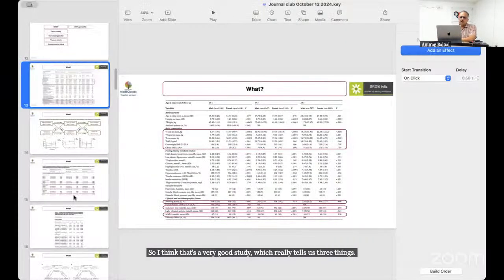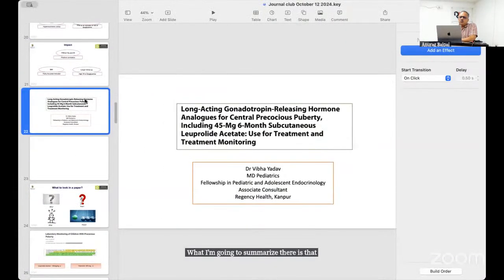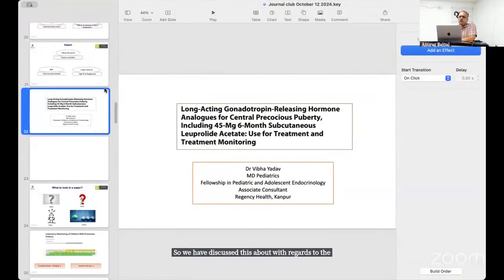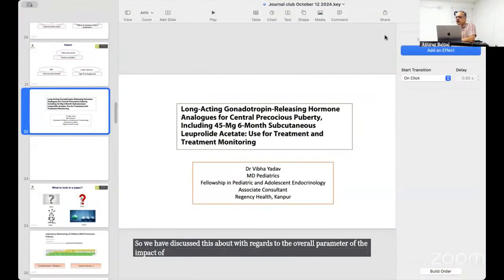What I'm going to summarize there is that we are basically looking at the scenario of people who are getting overweight and obese, and the right time to pick up would be much earlier than 12 years. So we have discussed this with regards to the overall parameter of the impact of fat, body fat and insulin resistance. We now move forward to the second study.